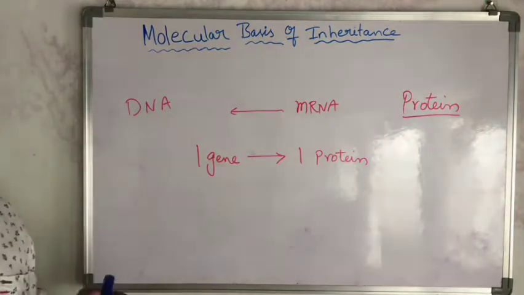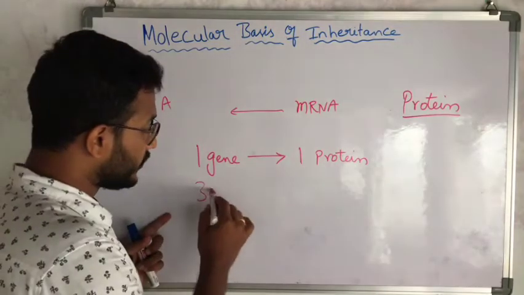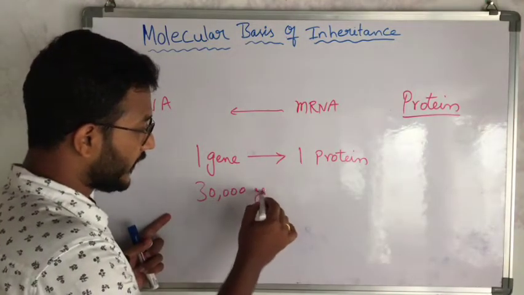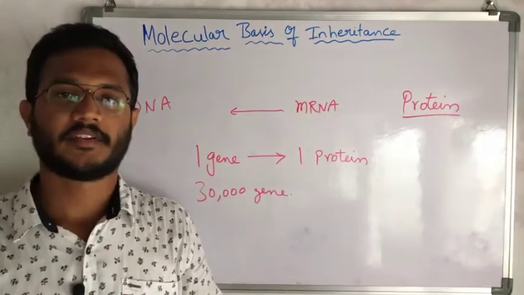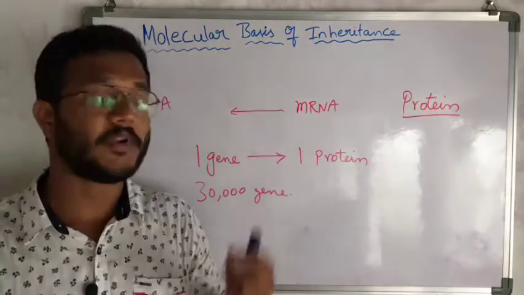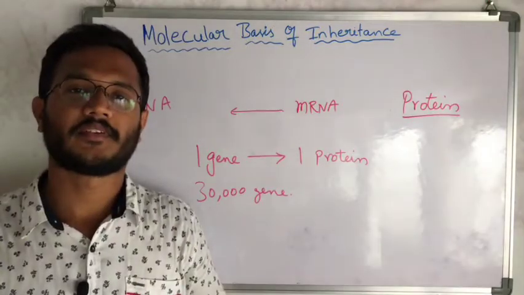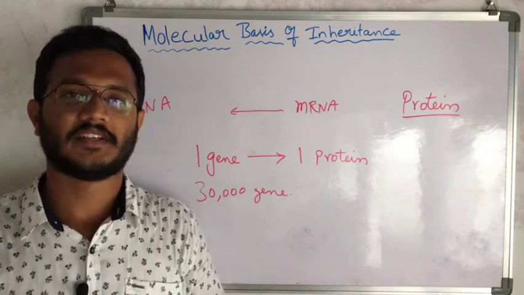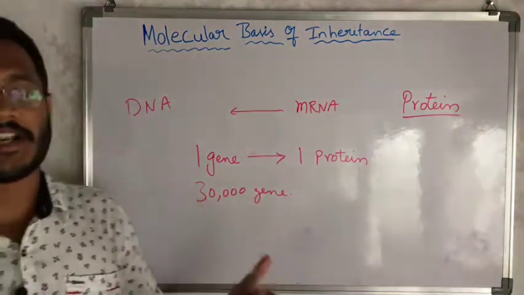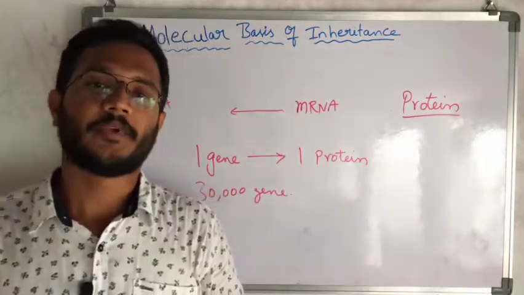So assume a total of 30,000 genes are there, approximately 30,000 known genes, but unknown genes are so many. So at least how many proteins are there in our body? How many different types of proteins are there? Imagine once. So these detailed discussions we completed yesterday.